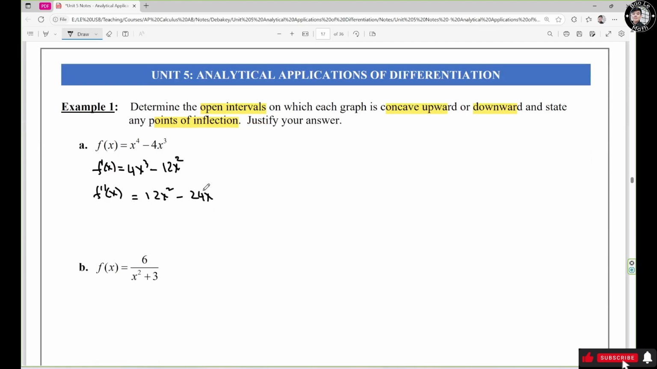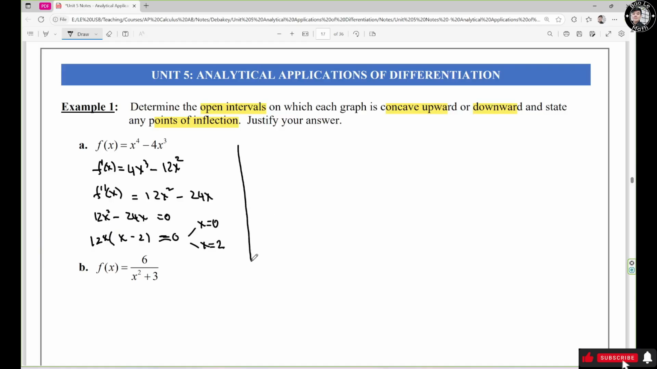Now you need to let the second derivative equal 0. So you have 12x squared minus 24x equal to 0, and then you need to solve for x. So I have 12x, factor this one out, so it could be x minus 2 equal to 0. So then I have x equals 0 and x equals 2.